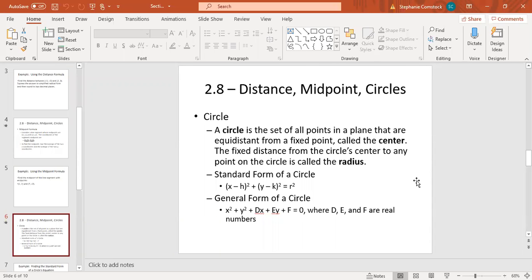Okay, in this part of 2.8, we're going to talk about circles. So the first thing is we're not changing what a circle is. We just need to put a definition to it.